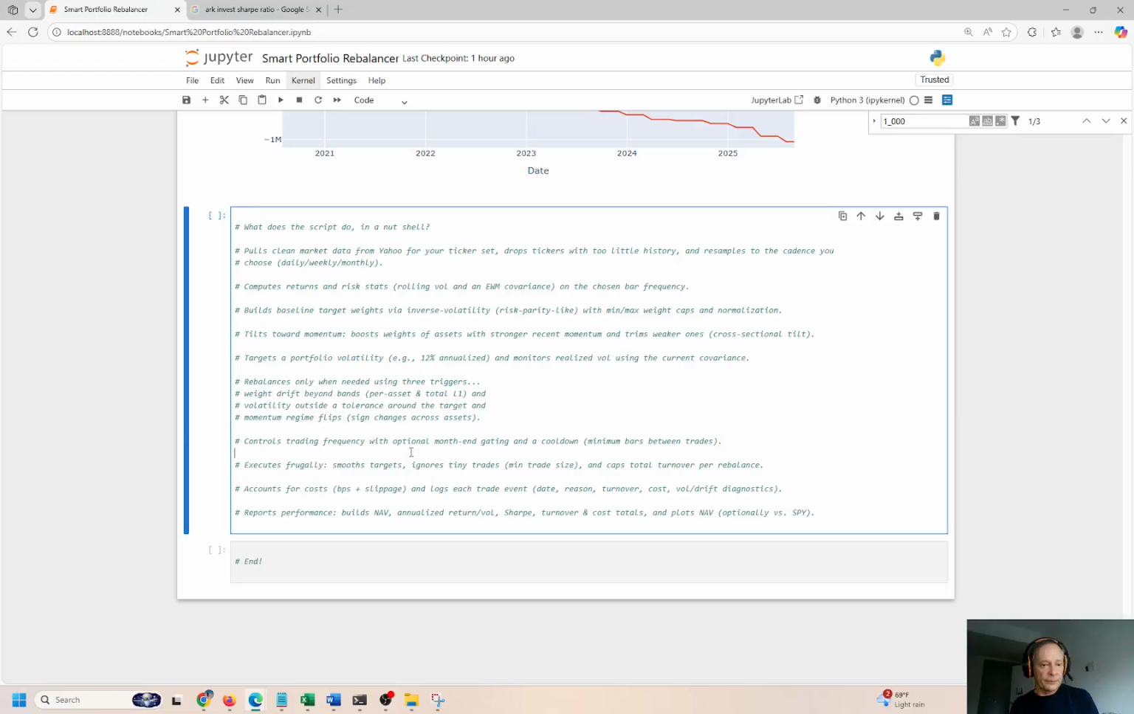What else? The trades are frugal, right? So it's not trading high frequency or too much, and generating a lot of tax consequences or a lot of trading costs, right? We try to minimize that, and that improves our overall performance or overall gains. We account for all costs using basis points and any kind of slippage. Slippage is when the trade isn't executed exactly like you want.